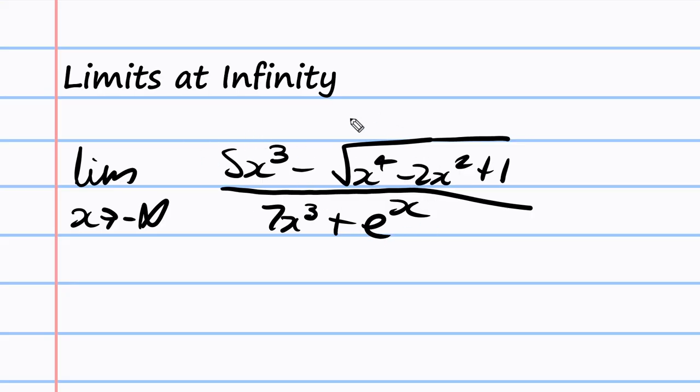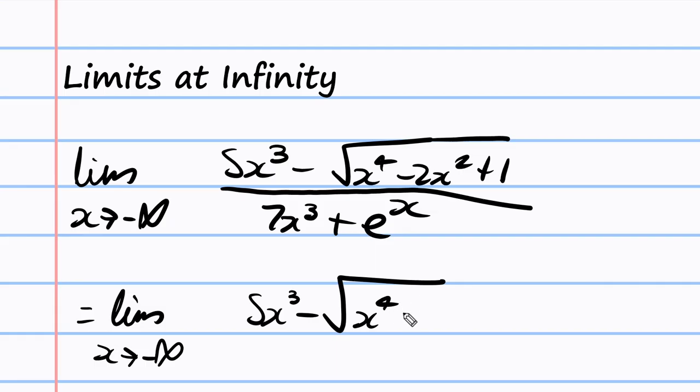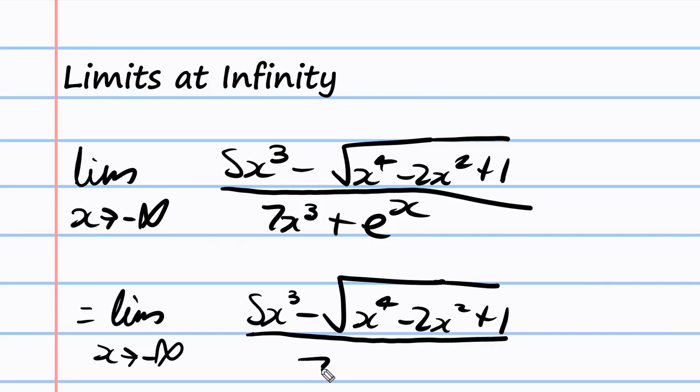Well, let's look at each term independently, okay? If you let x approach negative infinity in e to the x, you know that this is going to equal 0, right? The limit as x approaches negative infinity of e to the x equals 0. It has a horizontal asymptote at y equals 0. So we can rewrite this limit as x approaches negative infinity of 5x cubed minus the square root of x to the fourth minus 2x squared plus 1, divided by 7x cubed.